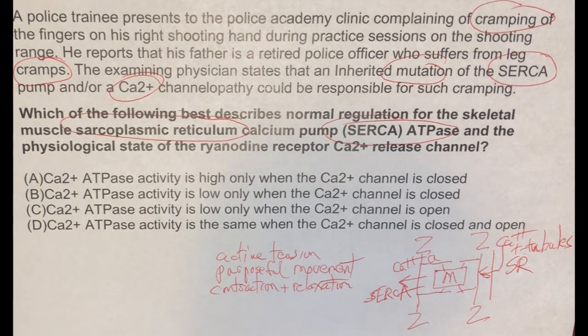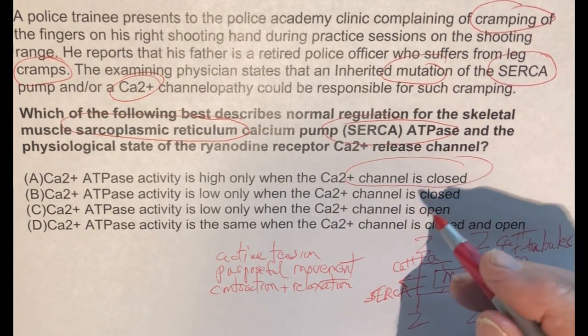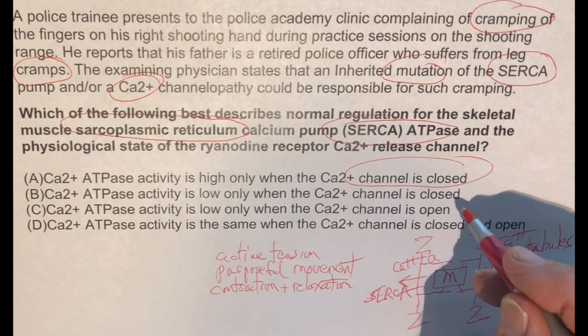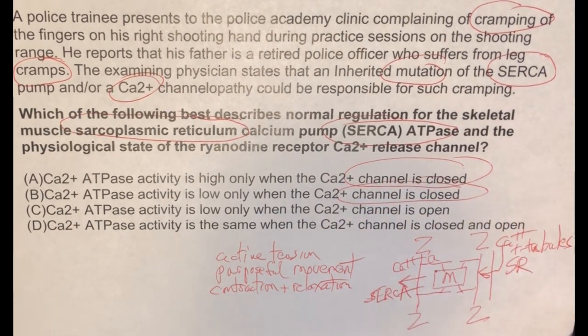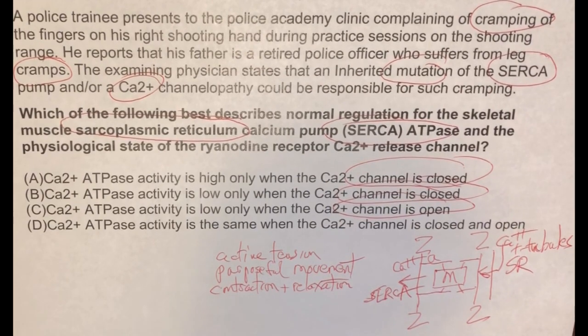So, the question is asking, is the calcium ATPase activity only high when the calcium channel is closed? Is it low when the channel is closed? Is it low when the calcium channel is open? Or is it the same when the calcium channel is closed and open?